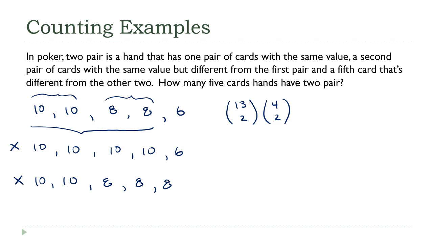I could have hearts and diamonds for the first pair and hearts and diamonds for the second pair. That's perfectly okay. So to get the suits from the second pair, that's 4, choose 2.